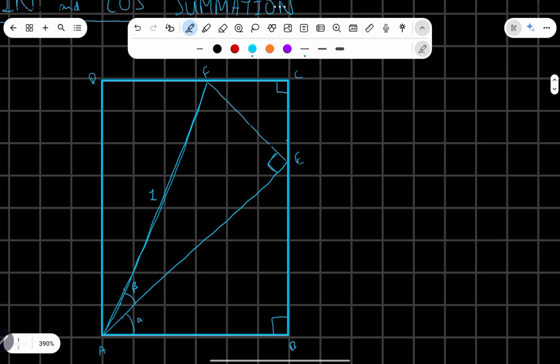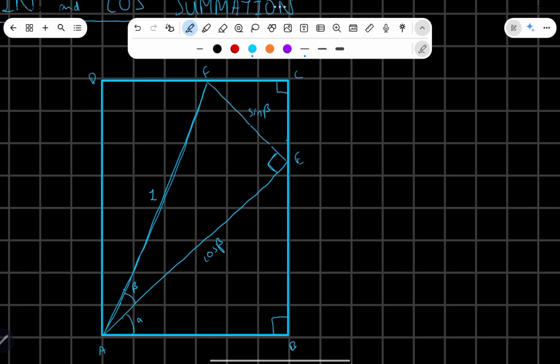Okay? Now we know that AE is going to be cos beta because cos is adjacent over hypotenuse and the hypotenuse is just 1. And using a similar principle, we know that EF is going to be sine beta because sine is going to be opposite over hypotenuse and the hypotenuse is just 1.